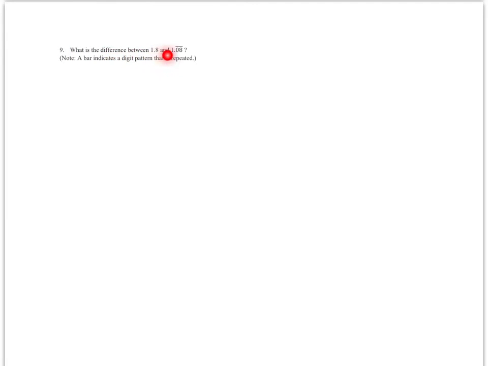What's the difference between 1.8 and 1.08? That's saying if you subtract this, what do you get? Difference means subtract.